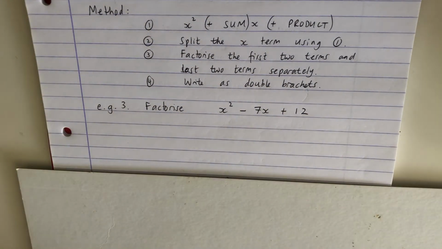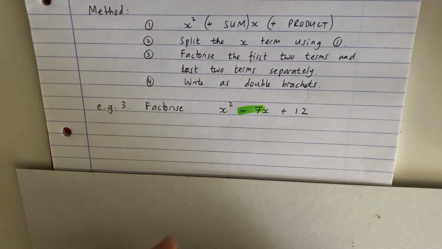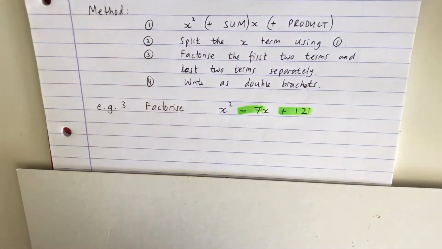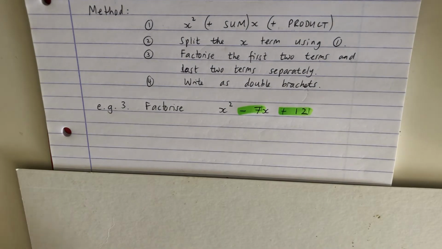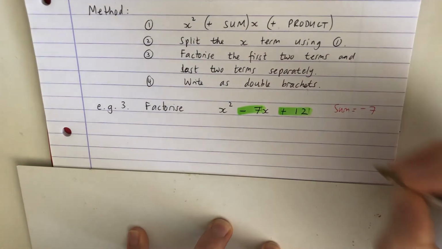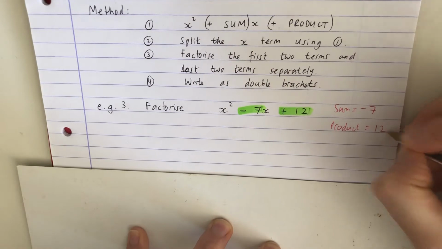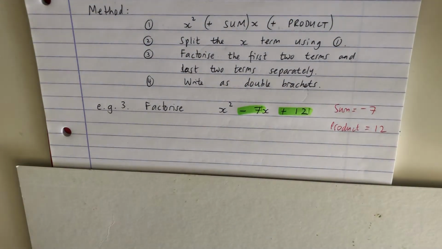x squared minus 7x plus 12. Again, following the steps from above, that's what they need to add up to, and that's what the product needs to be. So we're looking for two numbers which add up to give you negative 7, but their product is a positive 12. Two numbers which add together to give negative 7, but times together to give a positive 12.